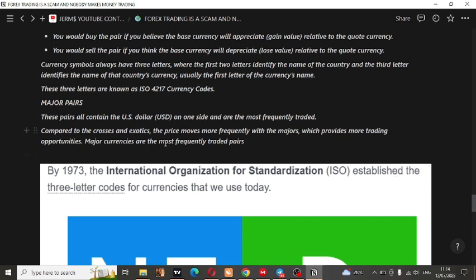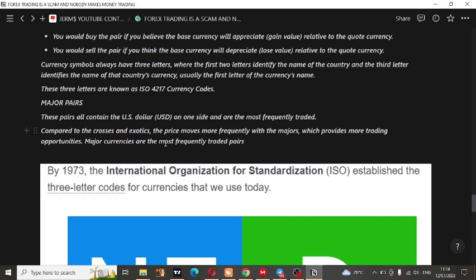Compared to the crosses and the exotics, the price moves more frequently with the major pairs, which provides more trading opportunities. Because a lot of people trade these major pairs, most of the time when you are trading them, you'll be getting a whole lot of trading opportunities, as compared to the other markets where people are not really trading.